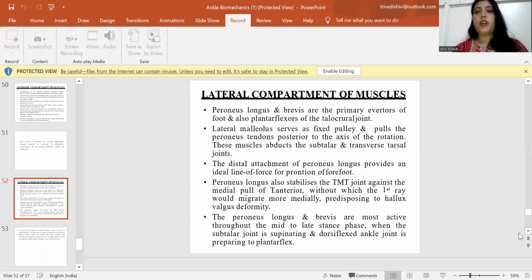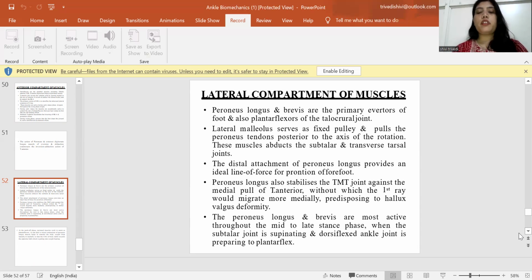The distal attachment of peroneus longus provides an ideal line of force for pronation of the forefoot. Peroneus longus also stabilizes the TMT joint against the medial pull of tibialis anterior, without which the first ray would migrate more medially, predisposing to hallux valgus deformity.